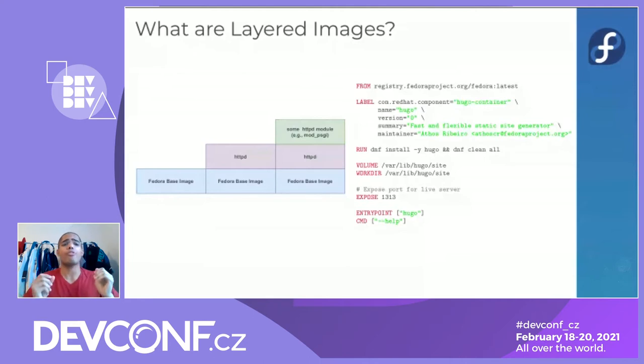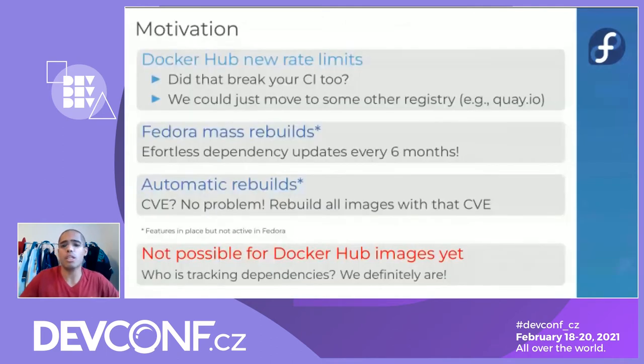But wait, why do we want to ship layered images through Fedora and through a Fedora registry if we do have Docker Hub? Why not just ship images through Docker Hub? Well, I'm not sure if you remember, but in November last year, Docker Hub decided to introduce rate limits on image pulls. That definitely broke my day job CI. I'm not sure if it broke yours too, but well, you know. Anyway, you could say, why not just move to another registry, say Quay.io, for instance, or any other registry?